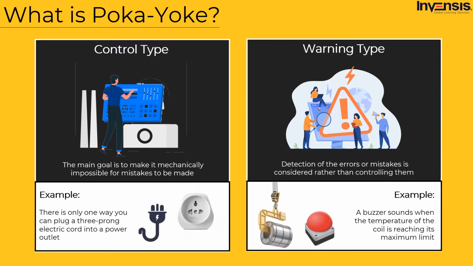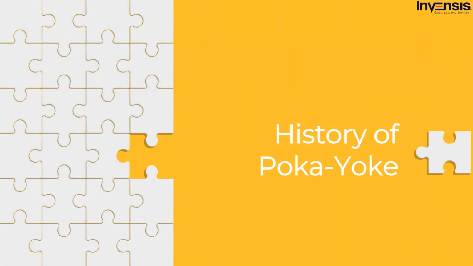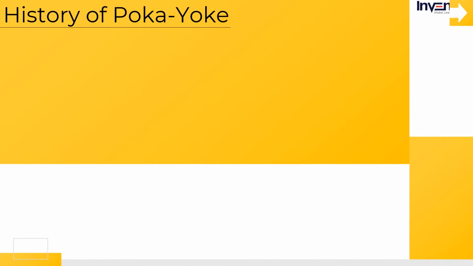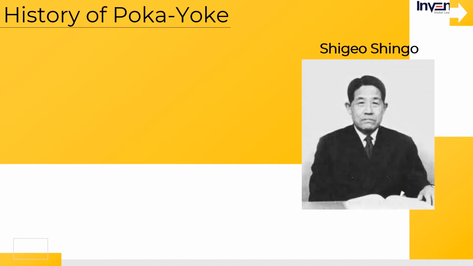Knowing about Poka-Yoke, let us now take a look into the birth of Poka-Yoke. History of Poka-Yoke. The term Poka-Yoke was first introduced by Shigeo Shingo. He was a key contributor to the Toyota Production System, TPS, in the 1960s. Shingo noticed that the workers often forgot to place a required spring under a switch button in the Toyota plant. Then, he thought about this.